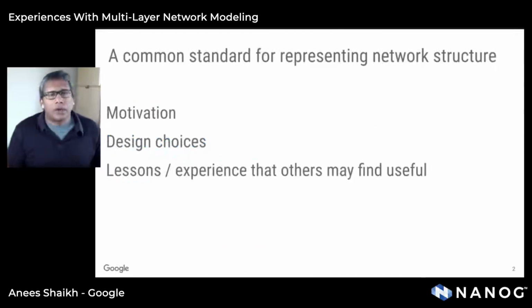So we've organized the talk along three main sections. I'll try to give some motivation for why we think we need a common structure for representing the network. And then some of the design choices that we made in building out the network model, including some of the surrounding infrastructure. And then I'll try to save some time to talk about some lessons and experiences that we went through, some of them painful, in doing this work that other people who are interested in modeling networks may find useful.